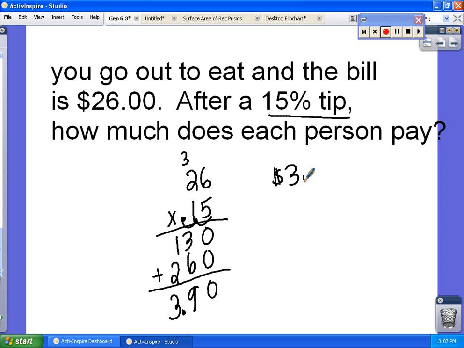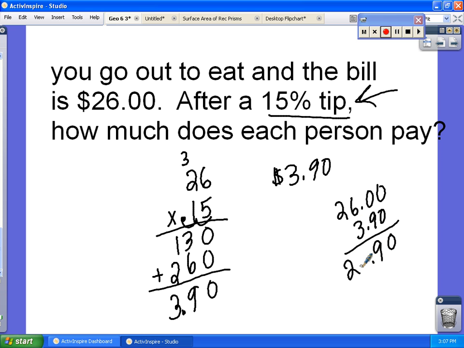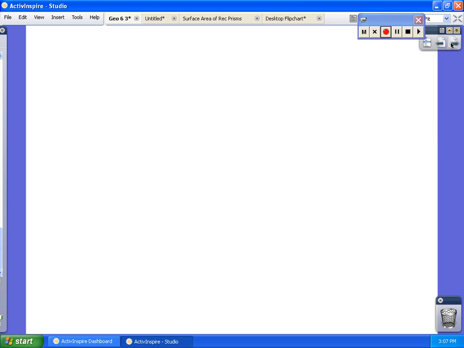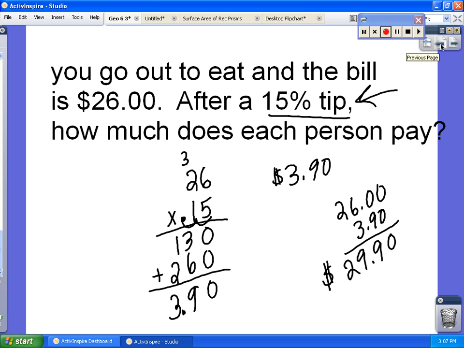Now, I have to figure out, do I add it or subtract it? And since it's a tip, I need to add it back onto my bill. So 26.00 plus 3.90, notice I'm lining up the decimals again, you get $29.90 as your total bill. Last one. That's it. All right, so now, watch this video again if you need to, but otherwise, now you can go on to 10 marks and take your time and do the work.